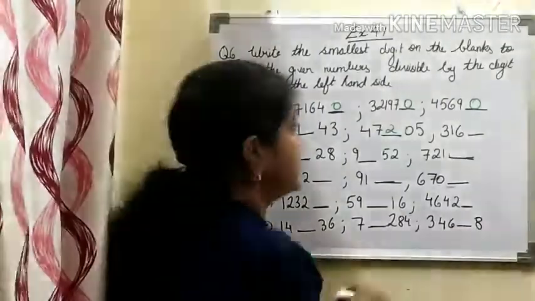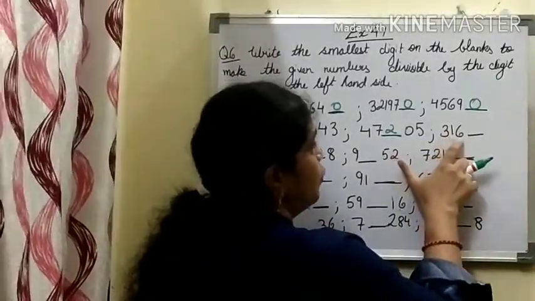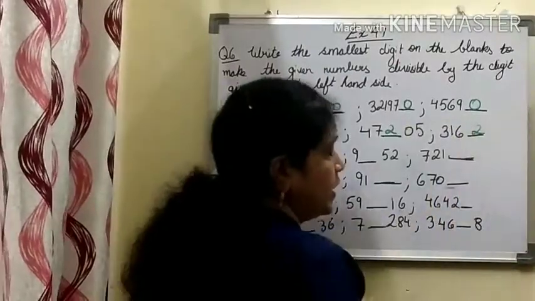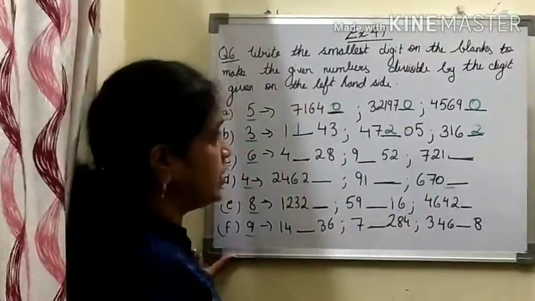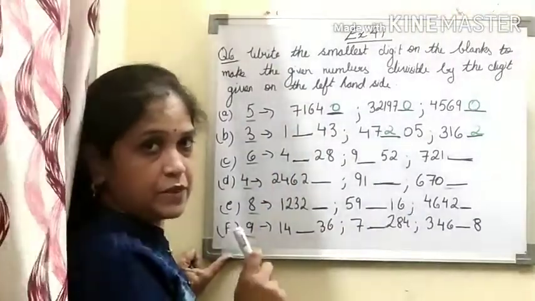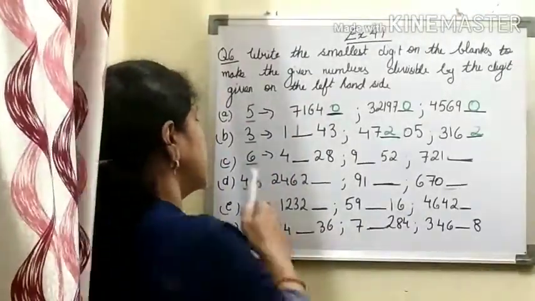Now 3 1 dash 6. Find the sum of the digits. 3 plus 1 is 4, 4 plus 6 is 10. So the smallest number I can put is 2. If I insert 2, then the sum of the digits becomes 12. 12 is a multiple of 3 and that number becomes divisible by 3. Now see the next one, 6.